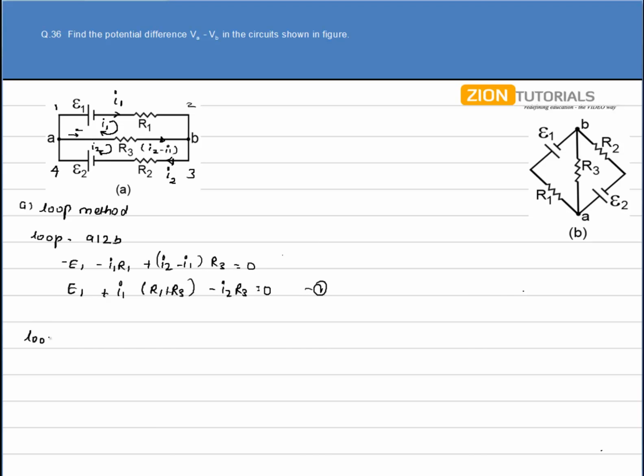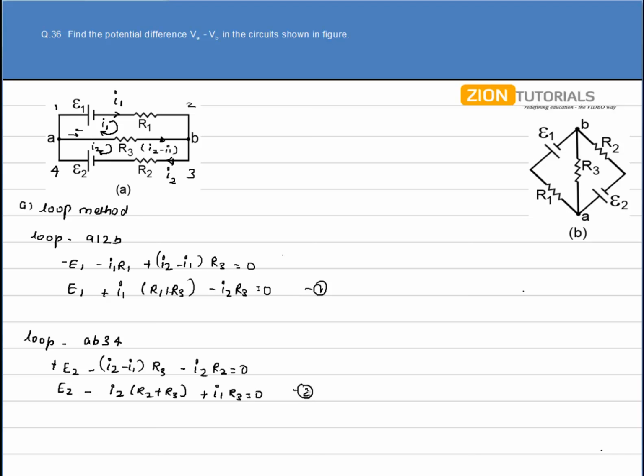Now in loop A, B, 3, 4, applying the Kirchhoff law again, I have plus E2 minus (I2 minus I1) times R3 minus I2 R2 equals 0. On rearranging this equation, we get E2 minus I2 times (R2 plus R3) plus I1 R3 equals 0. This is my second equation.